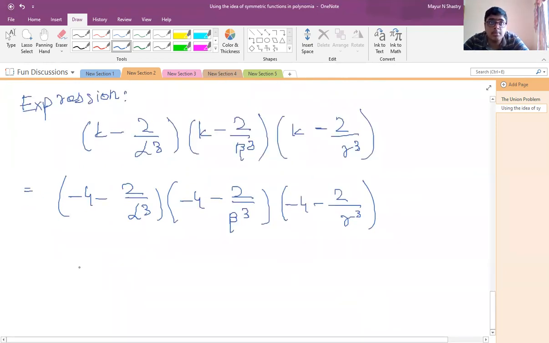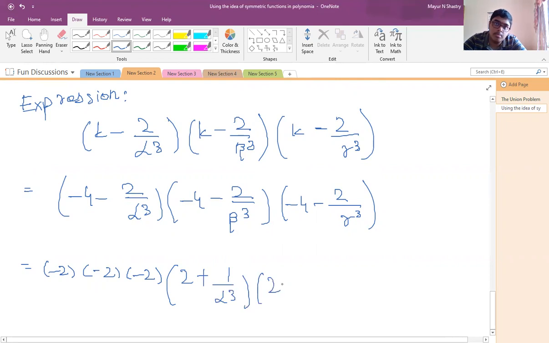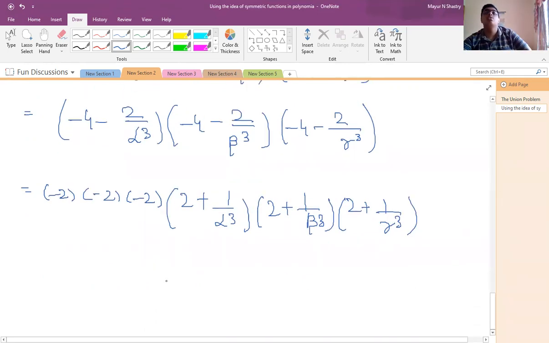So now we can pull minus 2 out from each of the product terms. So we are going to be left with (2 plus 1 by alpha cube) times (2 plus 1 by beta cube) times (2 plus 1 by gamma cube). Right. So this is going to give us minus 8 times, it's not very hard to expand this. We would get 8 terms, that's all.